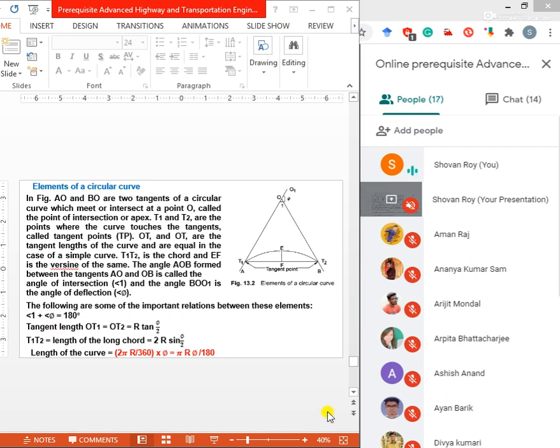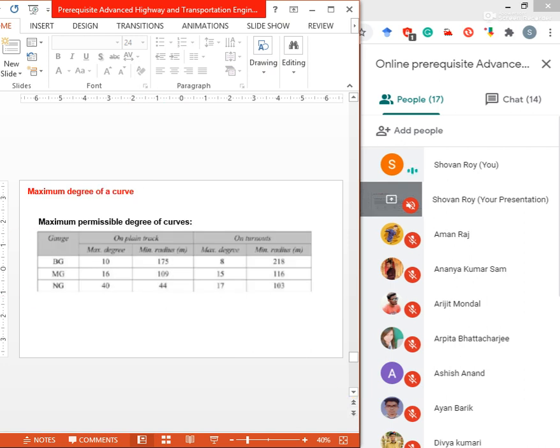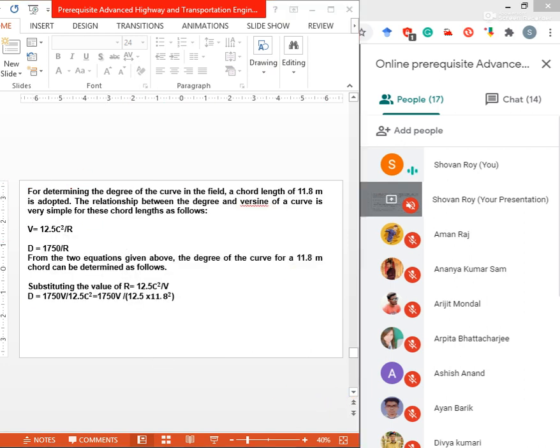Another thing in this relationship: the important relationship is helpful in determining the degree of the curve at any point by measuring the Versine, either in centimeters on an 11.8 meter chord, or in inches. Inches are not important for your calculations.